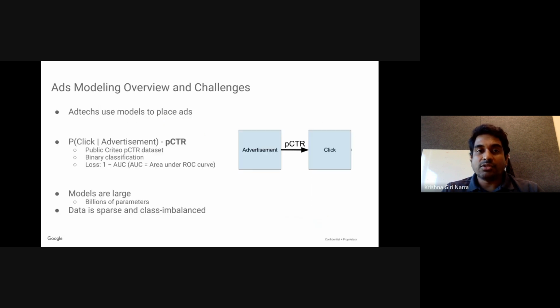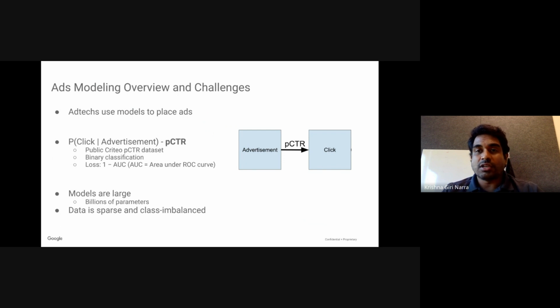So ad techs use ads models to decide placement of ads on websites and apps. A popular model is the PCTR model, which gives out a probability that, when shown an ad, the user will click or not. So it's the probability of click for the advertisement, so it is click through rate. And we have a public data set from Criteo. We use this to conduct our analysis in this work. So it is a binary classification problem, and the utility metric we use is the 1 minus AUC loss.